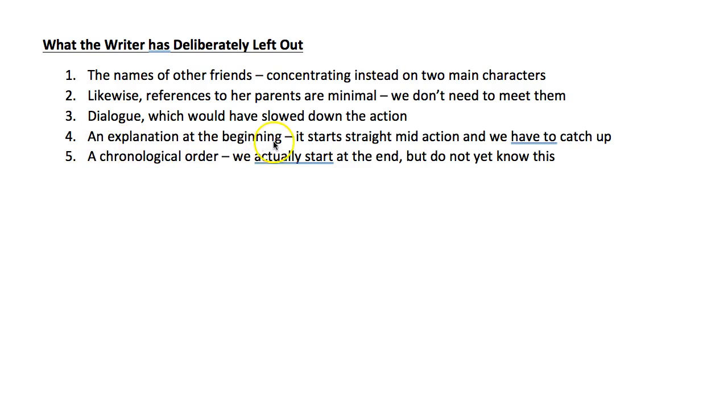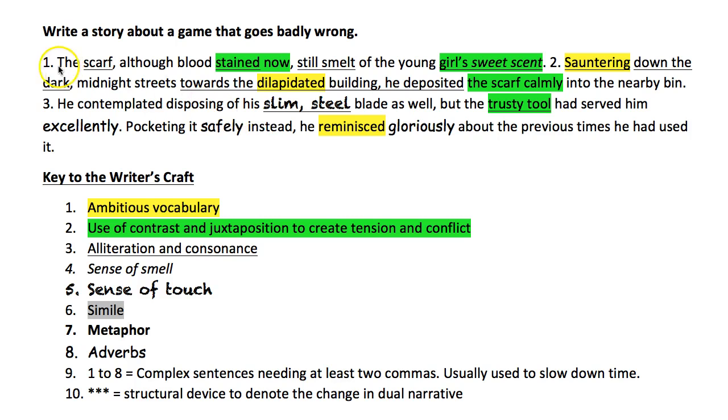There isn't an explanation at the beginning. That is a sign of brilliant writing, where you start straight in with the action and we have to catch up. If we jump up here, we don't even know who's there. We just know that there's a bloodstained scarf. But from that, we can infer that there's been a killing. We hear about the young girl. We can infer she is the victim.